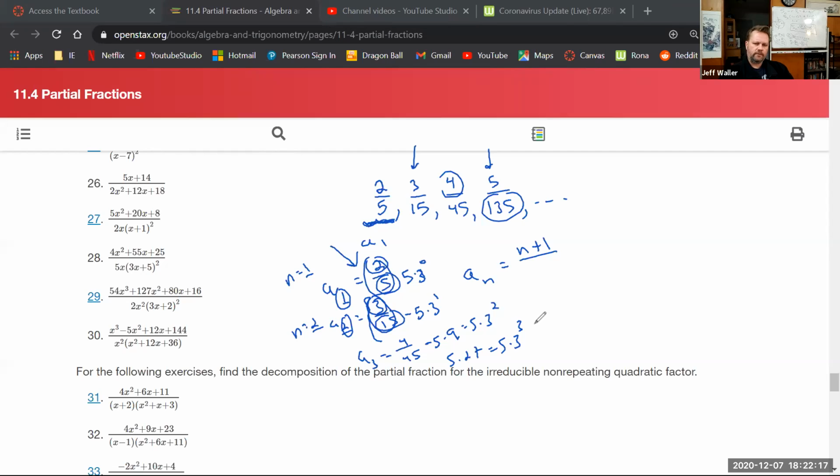Do you see what the thought process I went through? I'm trying to see what is it that's changing from this to this to this? What's actually happening? Would it be 3 to the power of n minus 1 times 5? Okay, I like it. There you go.